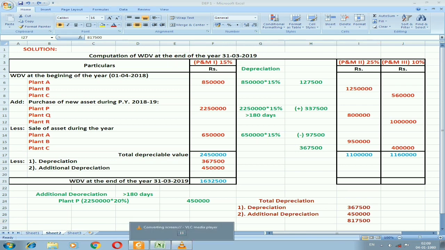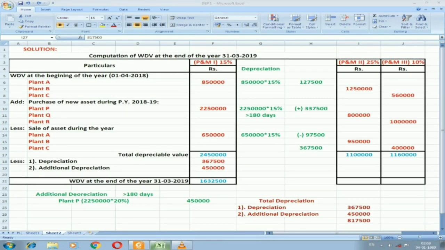Here I have calculated depreciation and additional depreciation for plant and machinery block 1. In the same manner, you need to find out the plant and machinery depreciation and additional depreciation for the other two blocks. So remember the conditions I have told you in the sessions, so you will be able to solve the depreciation and additional depreciation for the other two blocks.